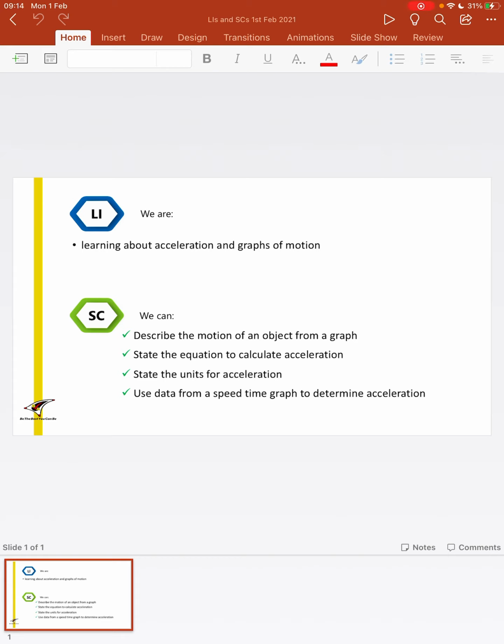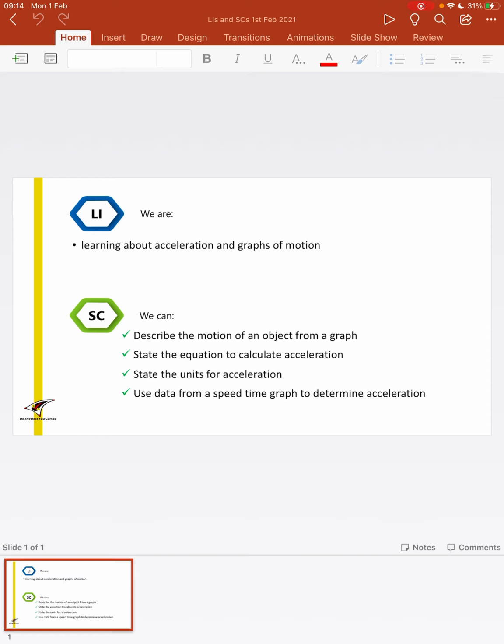We will now be using data from a speed-time graph to determine acceleration. What we mean by this is that we will be taking numbers for speed and time from a speed-time graph and then substituting them into the equation for acceleration.